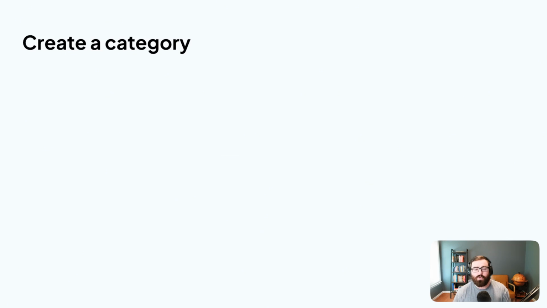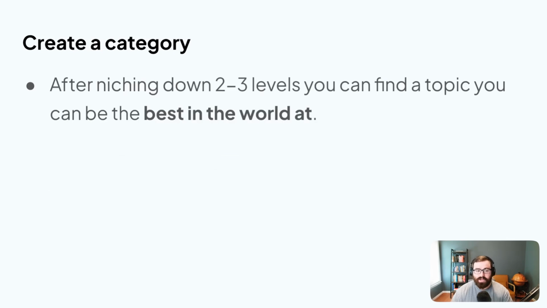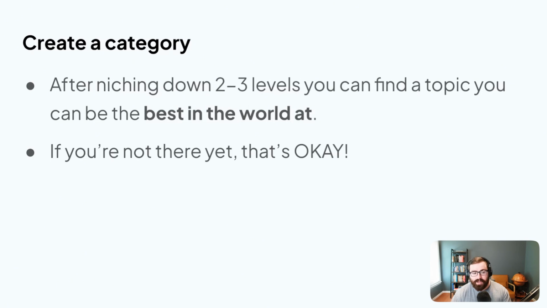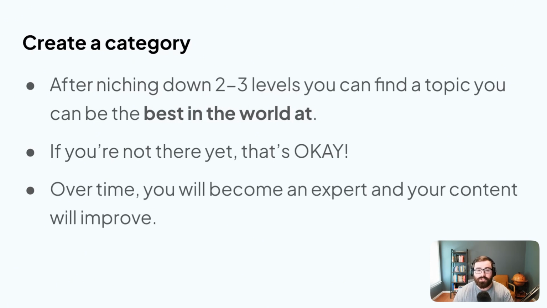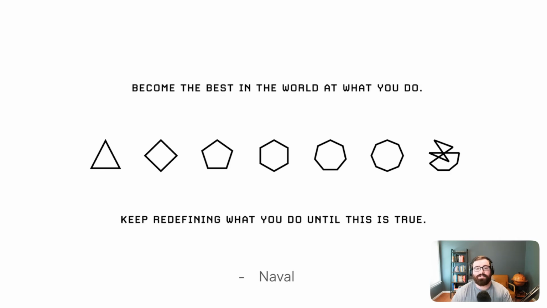Okay, once you figure out what that niche is and what level you're at, you need to create a category that is unique. You want to pick a topic to write about that you can be the best in the world at. And if you're not there yet, that's totally okay, because over time, as you publish content, your content is going to improve. I love this quote from Naval Ravikant, and it's a great framework for picking your niche and creating your category.